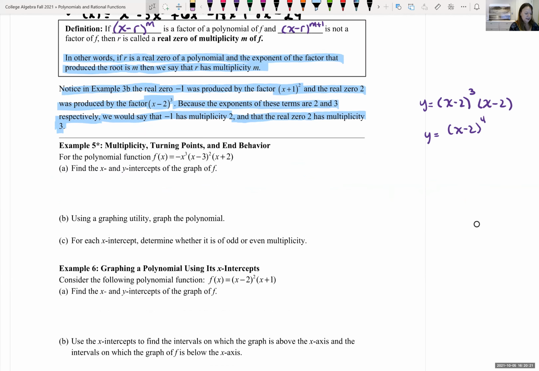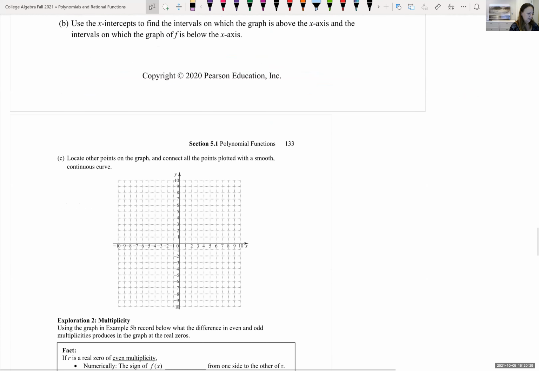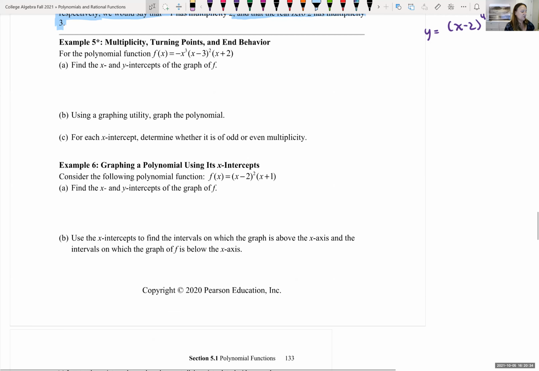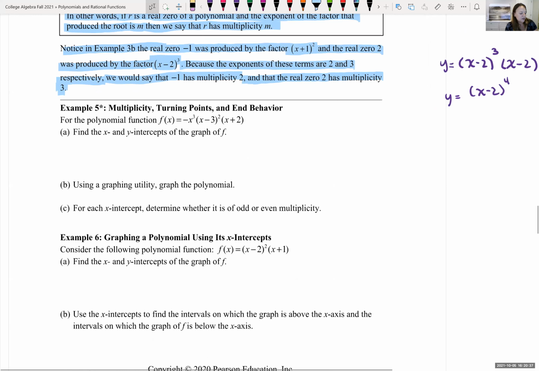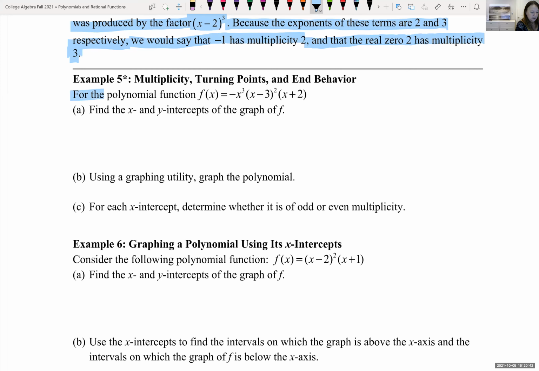So, turning points and multiplicity. Oh, sorry. I would have stated now about our intercepts, but I guess that waits. So example 5, for the polynomial function f of x equals negative x cubed all times x minus 3, that quantity x minus 3 is squared, and all times x plus 2. With this polynomial f of x, we want to find the x and the y-intercepts.